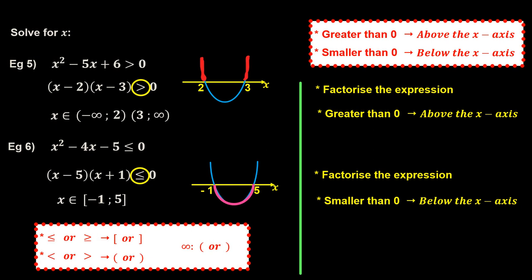So just to summarize the brackets, if you have a smaller than and equal to or greater than and equal to sign, you should use square brackets. And if you have a smaller than or greater than sign, you should use round brackets. And remember, infinity always uses round brackets. And now it's time to try some on your own.